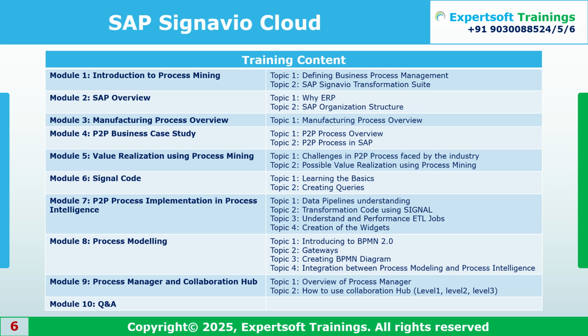So to be able to feed that event log data to a system like Signavio, we need to write transformation code. How to write this transformation code is very important in Signavio process intelligence, where we need the technical expertise in terms of writing the code. So I'm going to teach you how to write this transformation code from scratch using Signal code. And then I'm going to teach you the ETL jobs, how to perform these extractions, transformations, and loads to be executed. And then how to create the widgets, or how to build the dashboard in the Signavio process intelligence.